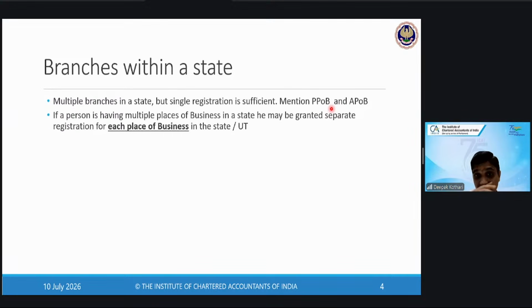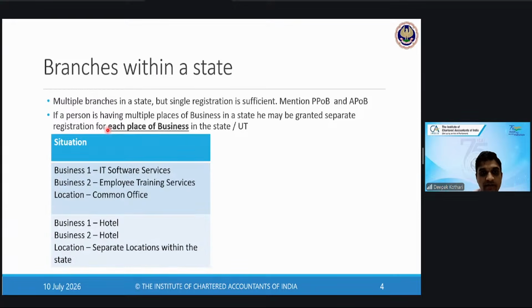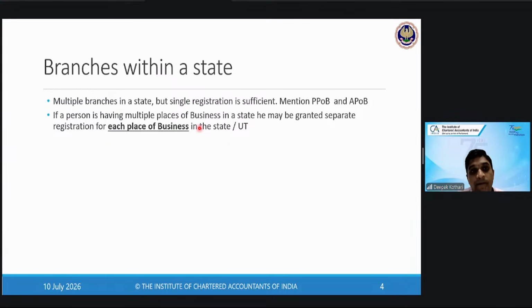And if a person is having multiple places of business in a state, then he may be granted separate registration for each place of business. Okay. It is not a compulsion that all branches in one state have to take one registration. They can take separate registration also. But again, the point to be noted here is if a person is having multiple places of business in a state, he may be granted separate registration for each place of business in a state.